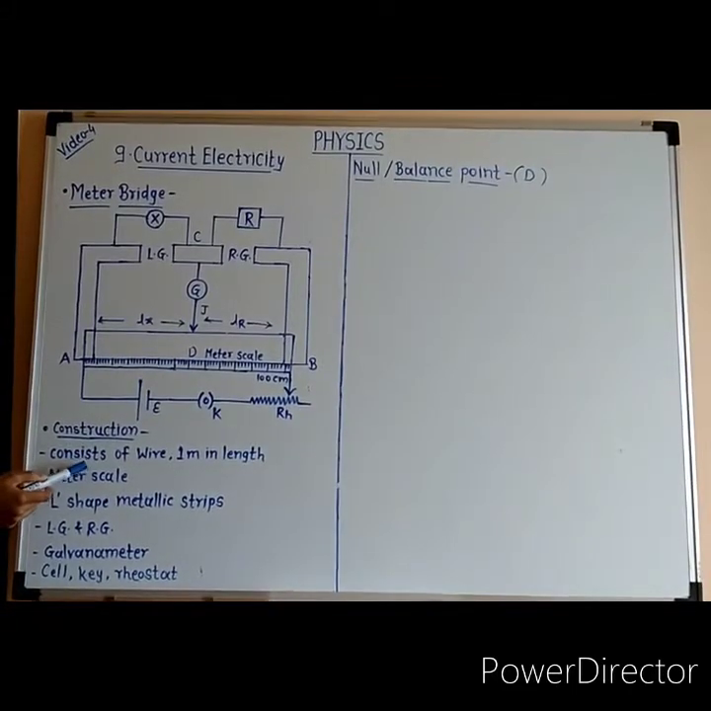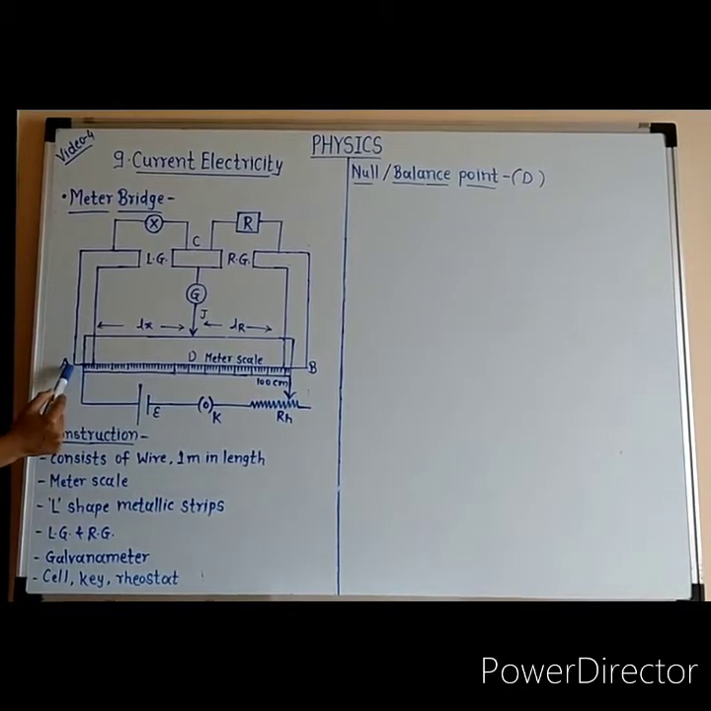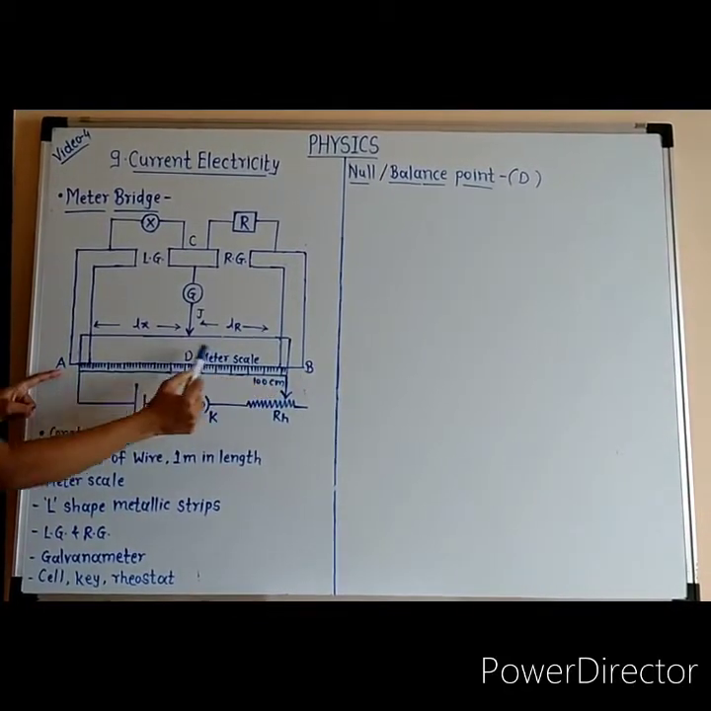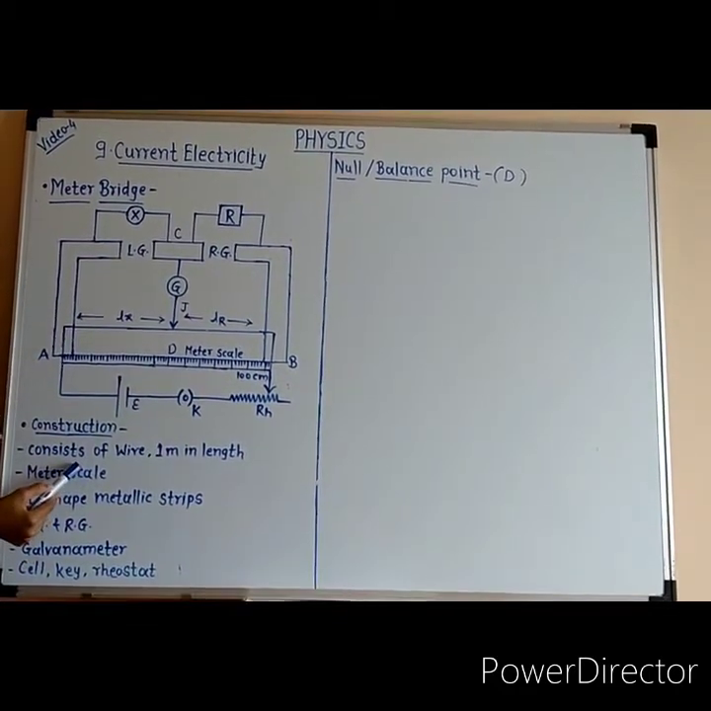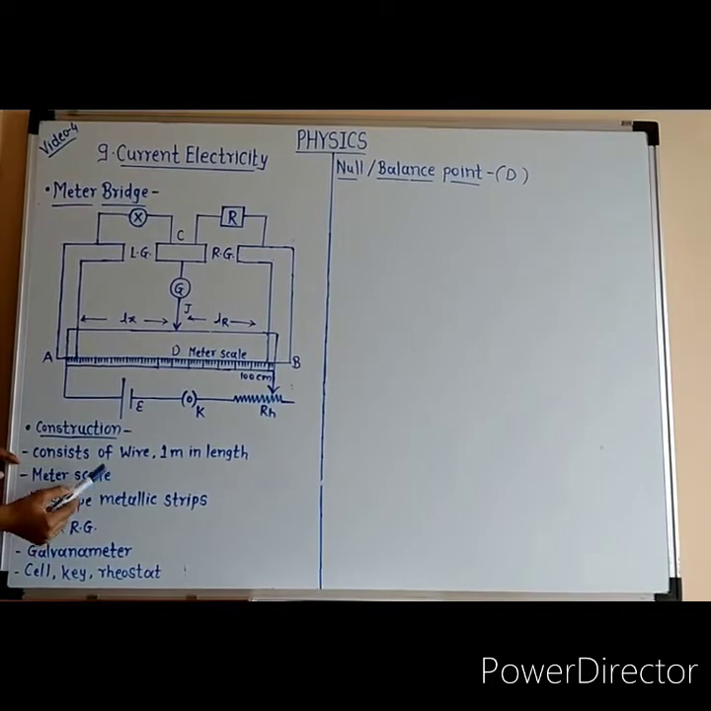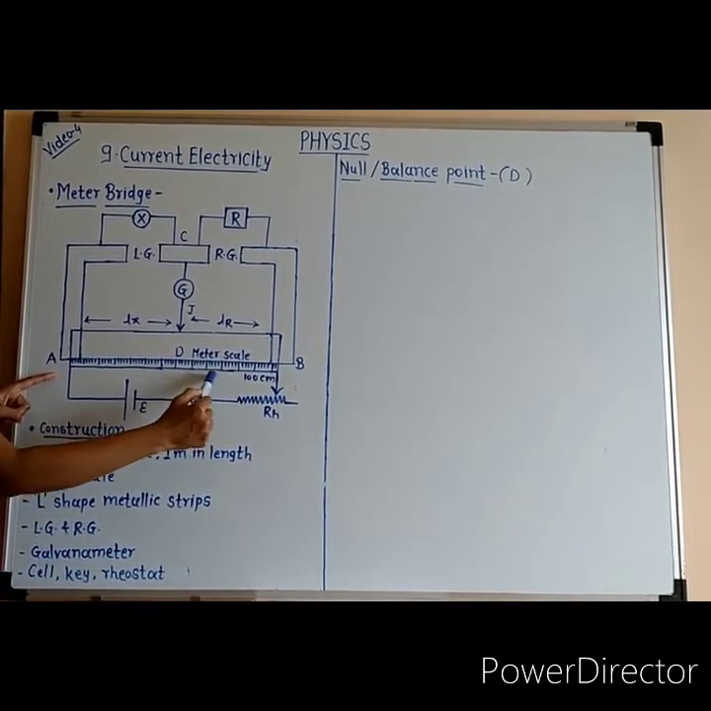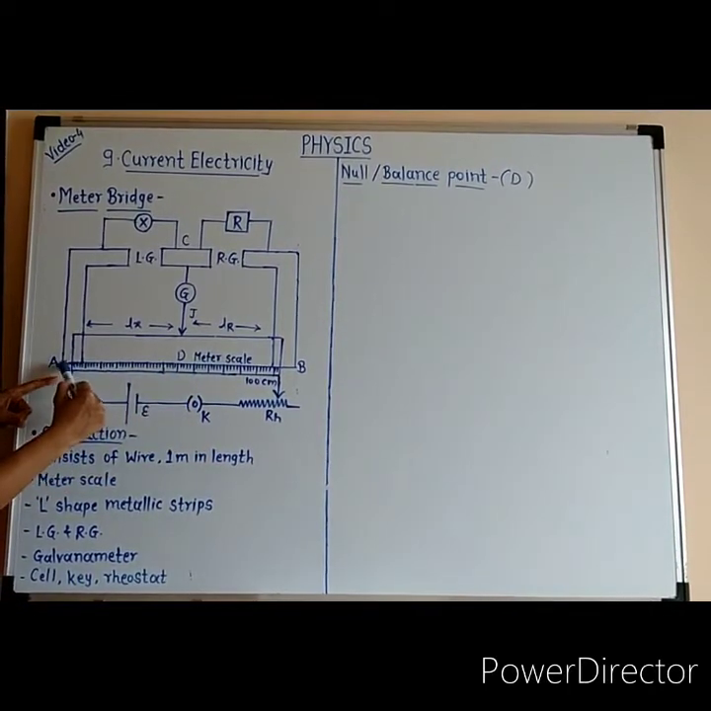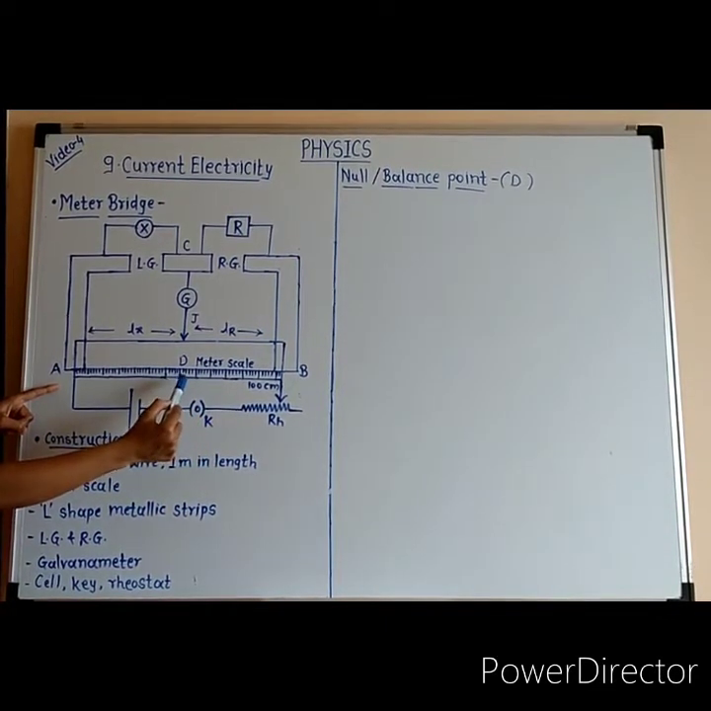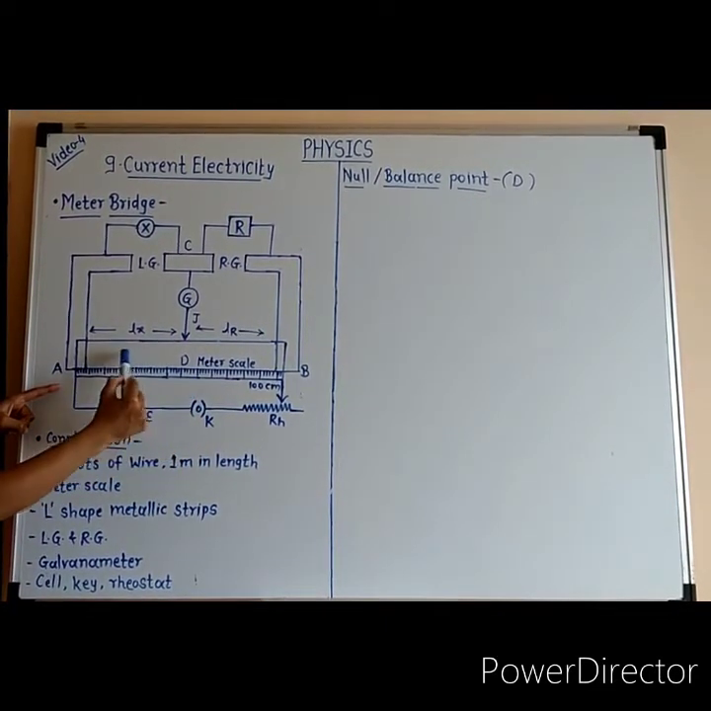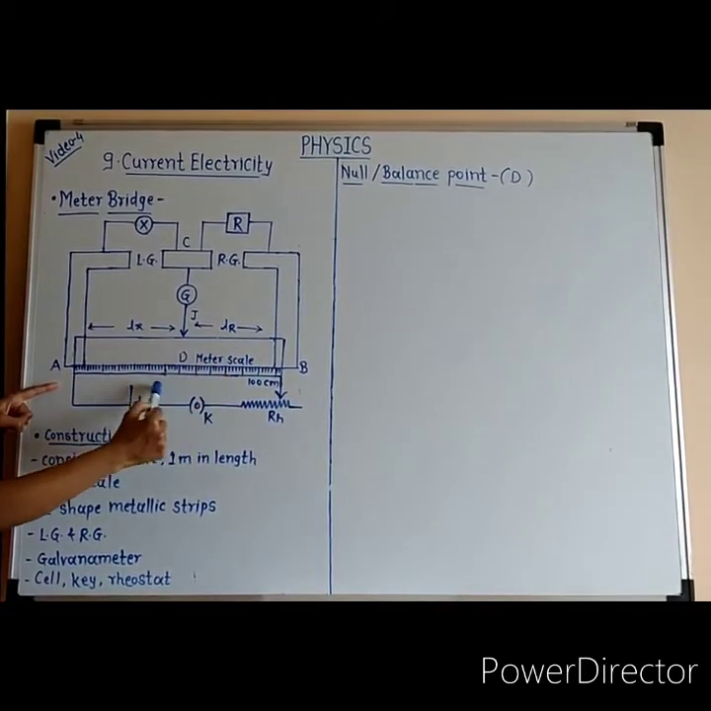The first point is a wire having a length of 1 meter. So this is the wire AB having a length of 1 meter, that is 100 centimeters. The second point is the meter scale. This wire AB is stretched on this meter scale, and the meter scale is fixed on the wooden block.